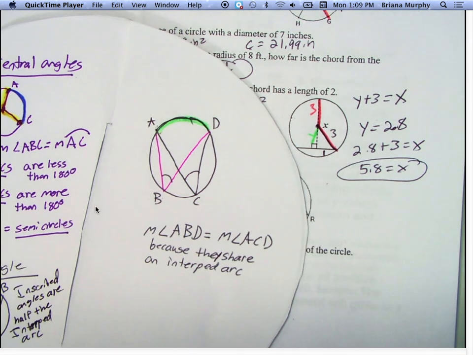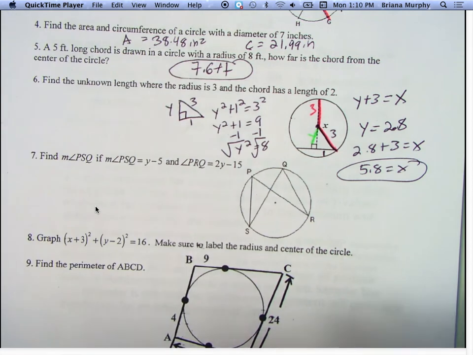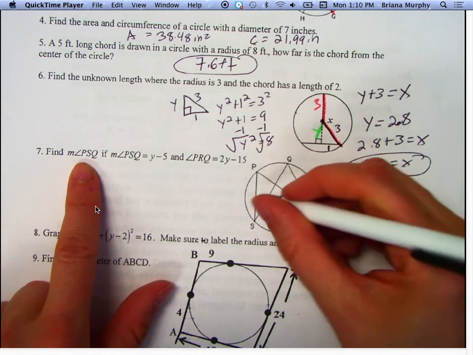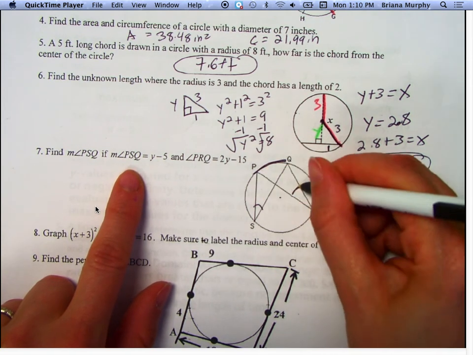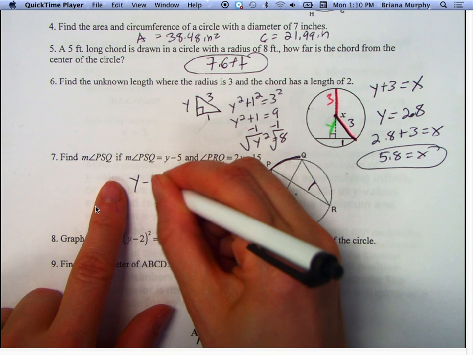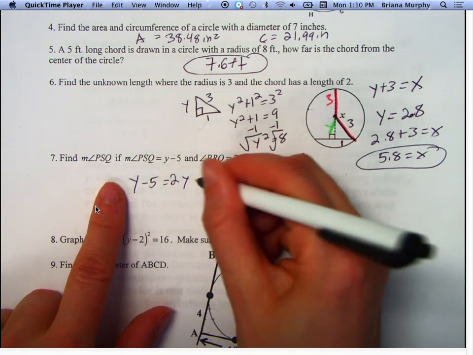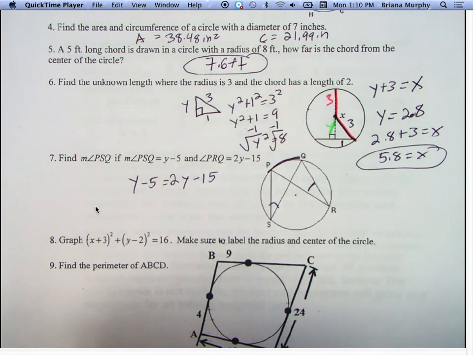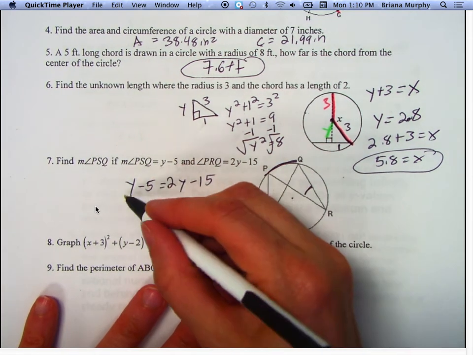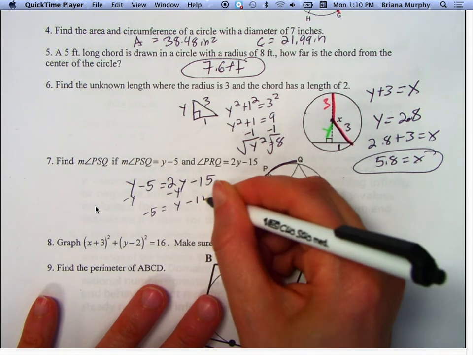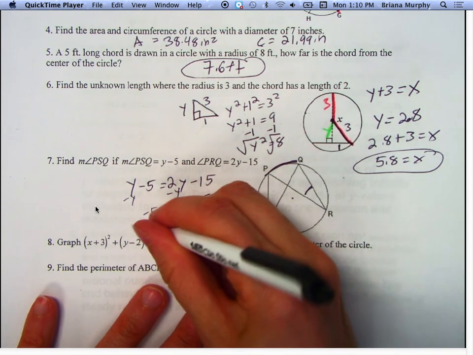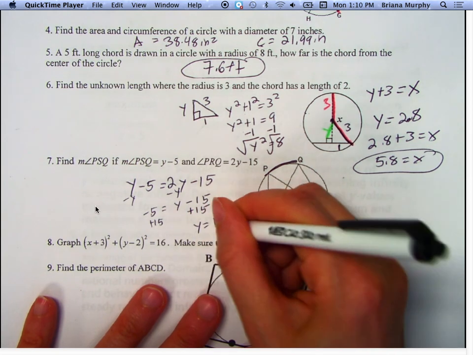Because they share. Okay, we ready for the problem? Okay. So angle PSQ and angle PRQ share an arc, so they're equal to each other. So I'm going to say y minus 5 equals 2y minus 15. Okay. So I am going to subtract y from each side. Get negative 5 equals y minus 15. I'm going to add 15 to both sides. And I'm going to get y equals 10.